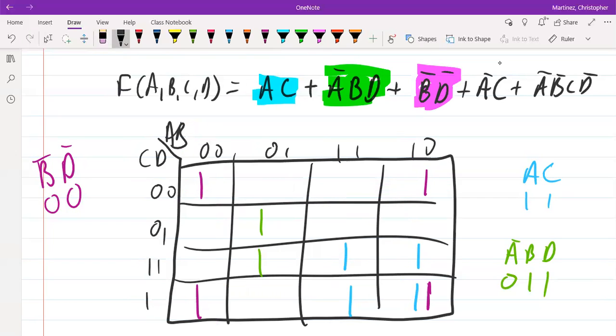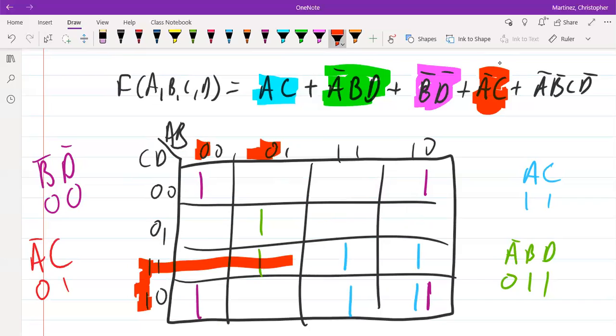Okay, so let me just clean this up a little bit. Okay, now we'll go to our next term. Next term is red. It is A bar C. A bar is 0, C is a 1. So we're looking at A 0. That's the first 2 items. And we're looking at C is a 1. Okay, so we have those 2 items. We'll draw it out where they intersect. Okay, so we have a couple of these 1s that are already used. But we'll just go ahead and put new 1s, and then let's erase this to clean it up. So that's the red term.